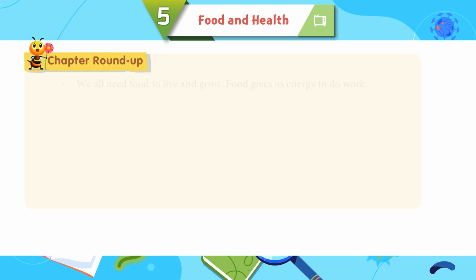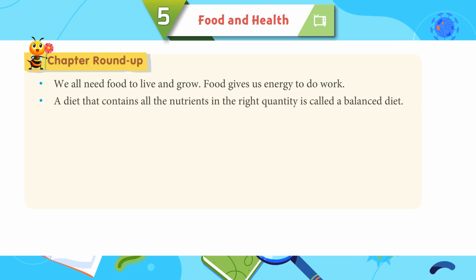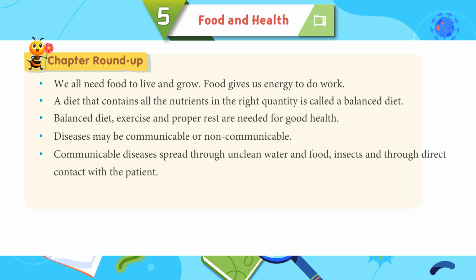Chapter Roundup. We all need food to live and grow. Food gives us energy to do work. A diet that contains all the nutrients in the right quantity is called a balanced diet. Balanced diet, exercise and proper rest are needed for good health. Diseases may be communicable or non-communicable.